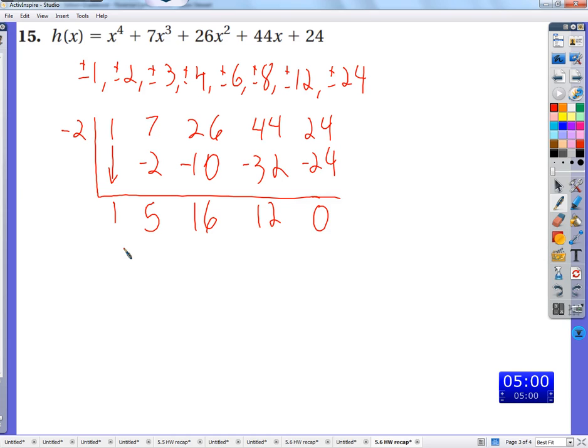Well, we just found x plus 2 times what will give us the original. Okay. X cubed plus 5x squared plus 16x plus 12. Okay. So we've just factored out an x plus 2. And so if we want to keep finding zeros, where could we find the rest of those zeros?